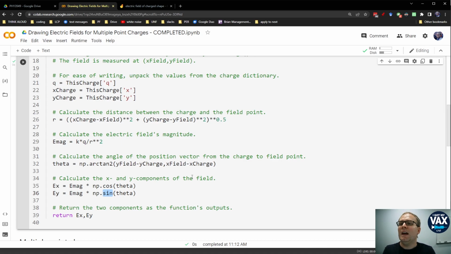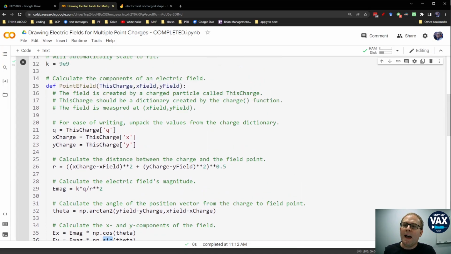And so by running this, I'm defining this function. I'm saying here is the function I want to use, that when I have a charge and a location for the field, I can put that information in and get out the electric field.